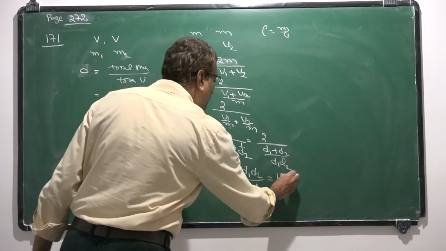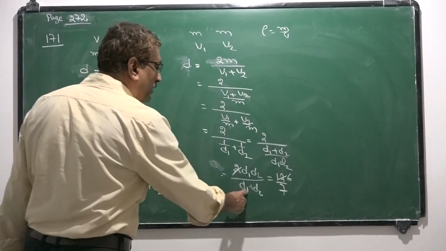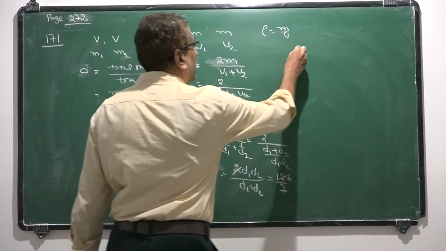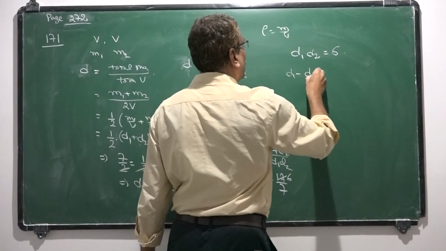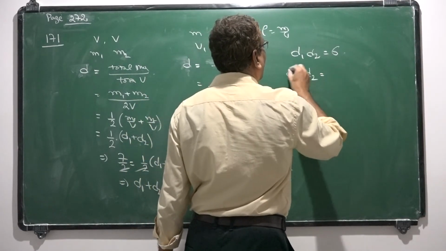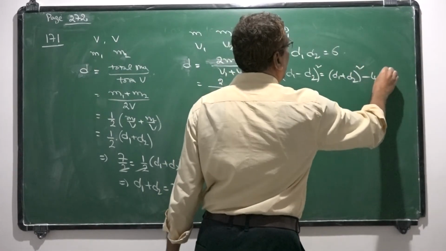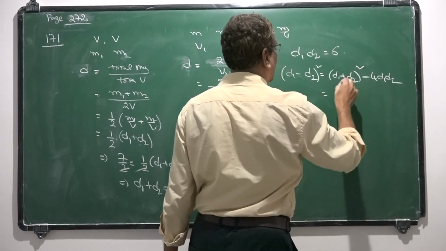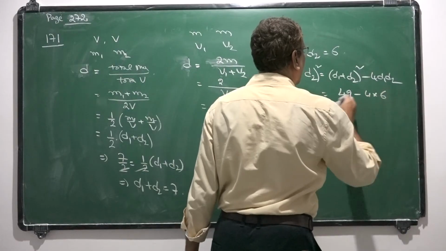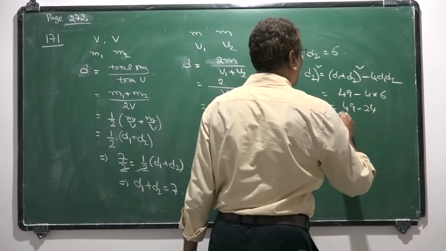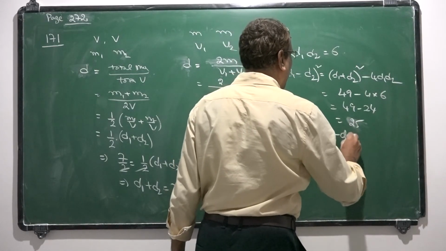Okay, this is 6. Already we know d1 plus d2 is 7, so you can cancel out 7. So d1 d2 is 6. So (d1 minus d2) whole square equals (d1 plus d2) whole square minus 4 d1 d2. That is 7 square, that is 49, minus 4 into 6, 24. So 49 minus 24 is 25. So d1 minus d2 is 5.